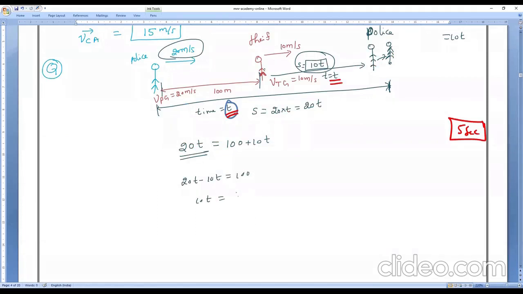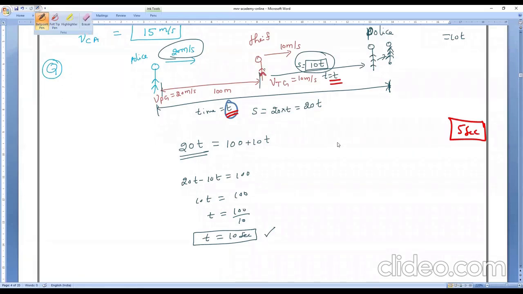So, 10T is equal to 100. So, T is equal to 100 by 10. So, after how many seconds will the police catch the thief? Everybody? 10 seconds. But at the beginning of the chapter, I taught you one point.